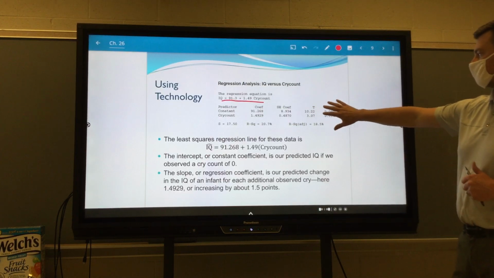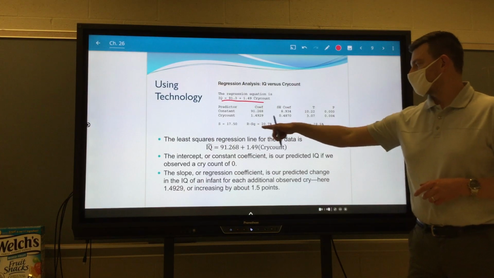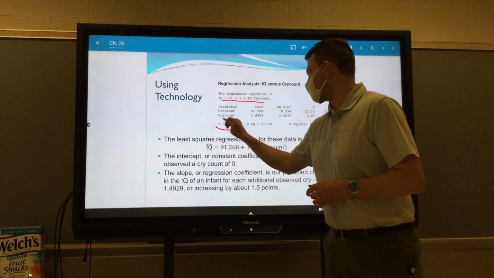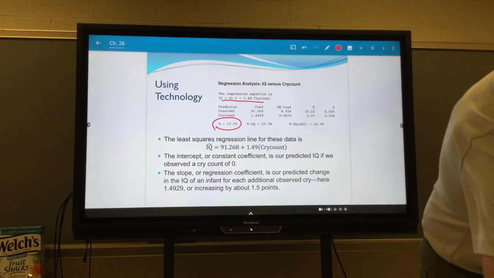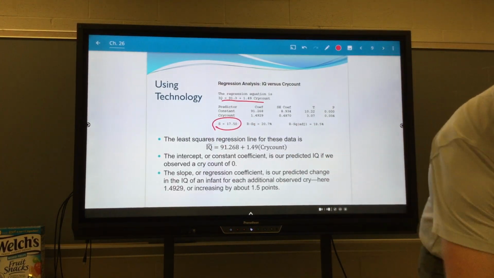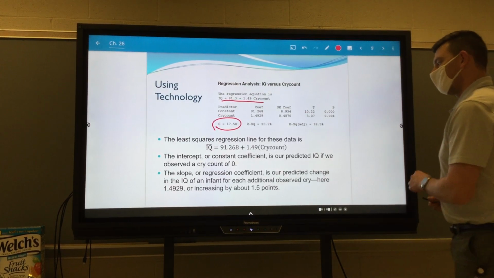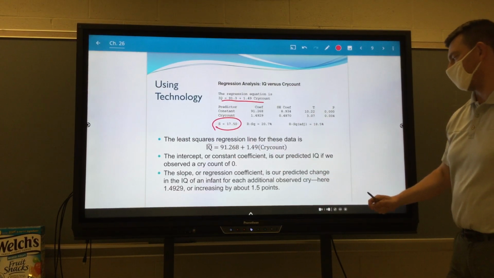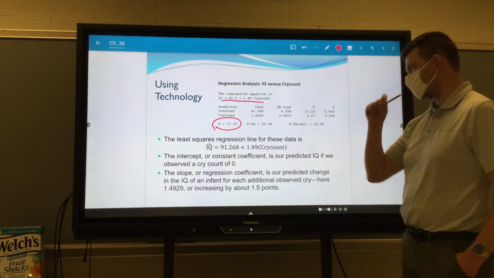It's 91.3 plus 1.45 times the cry count, which is the X value. We'll talk about the t-score and the p-value on Monday, but we have an R-square value of about 21%. We've talked about that. This is that standard error calculation for our values, 17.5 in this case. Our regression model, we talked about the intercept, we talked about the interpretation of the slope as a unit rate, 1.5 essentially.